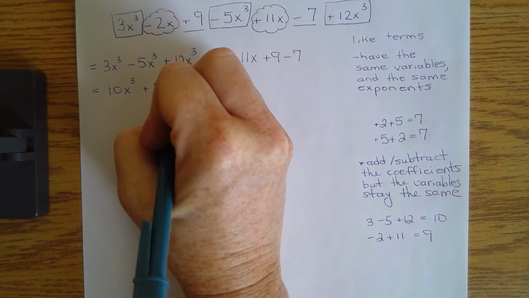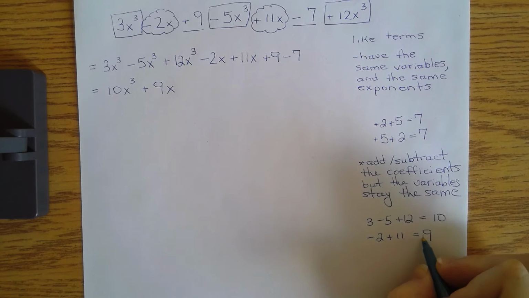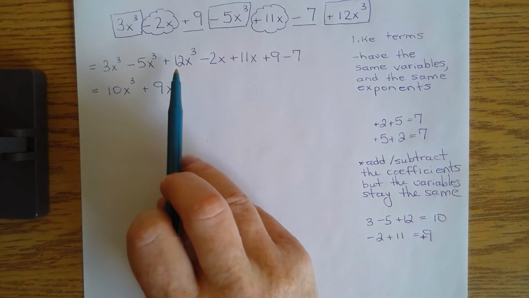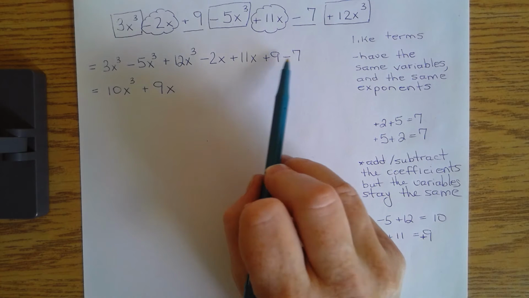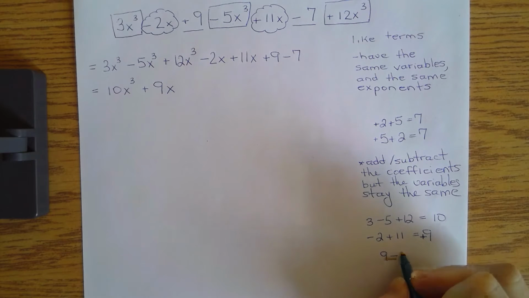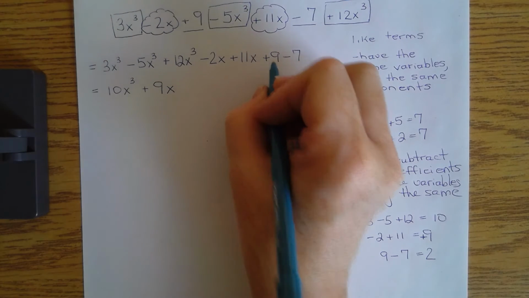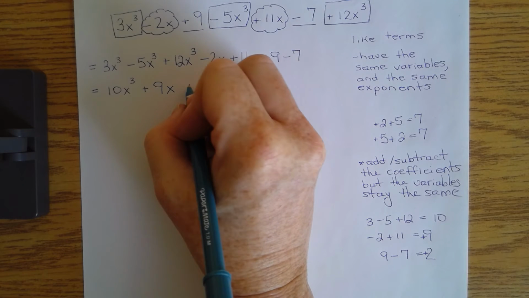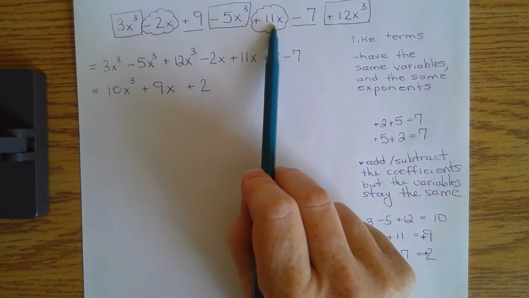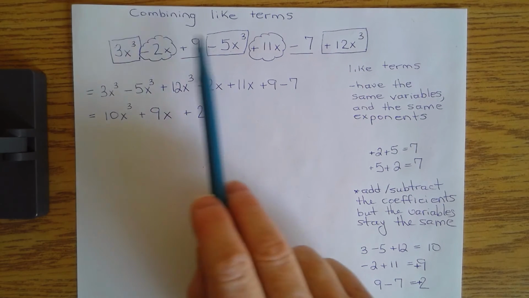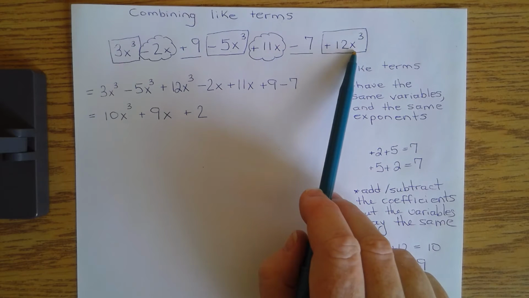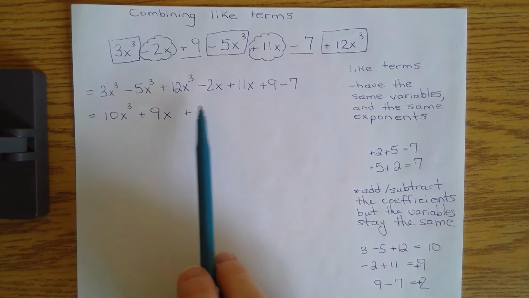So it's going to be plus 9x. Okay, so again, there's an implied positive here, and so you have to write the plus sign here. And then I have my 9 subtract 7. So I'm going to come over here. 9 subtract 7 equals 2. And so here, but again, it's a positive 2, right? So I'm going to write plus 2. So when I simplify this expression, 3x cubed minus 2x plus 9 minus 5x cubed plus 11x minus 7 plus 12x cubed, I get 10x cubed plus 9x plus 2.